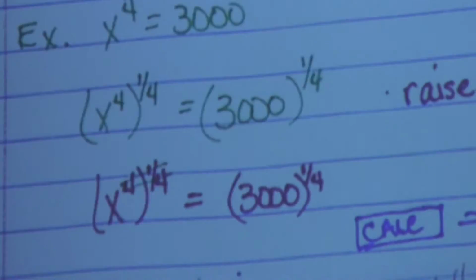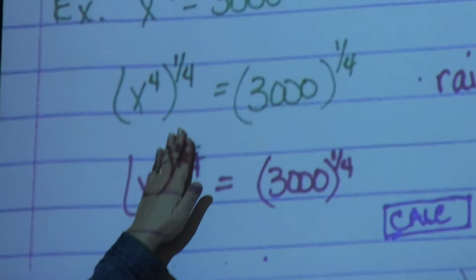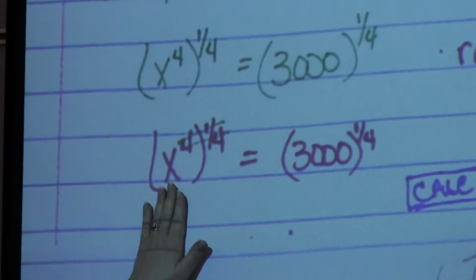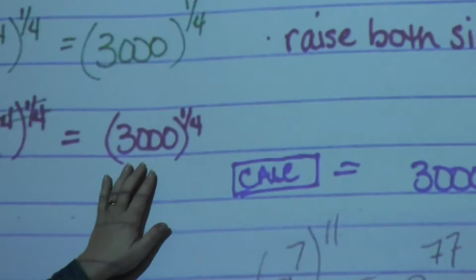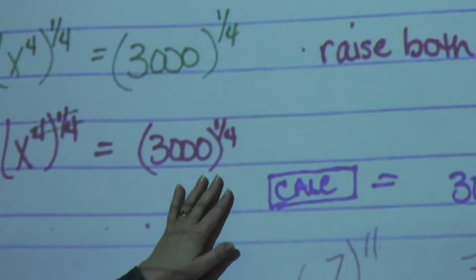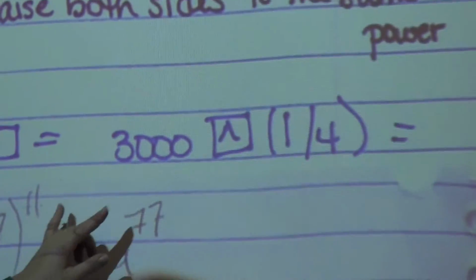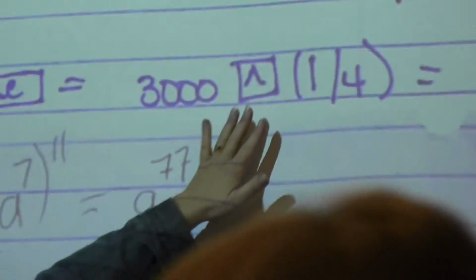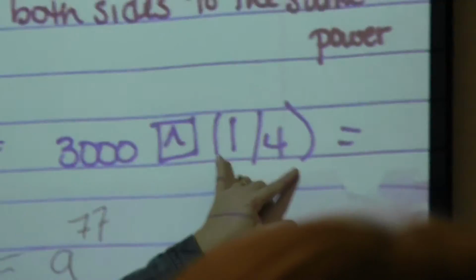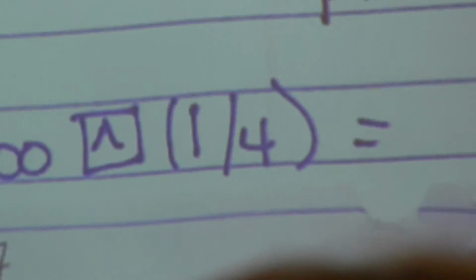So the 4 and the 1 over 4 would cancel each other out and just be to the first. So we just have x here. And then over here we'd have 3,000 to the 1/4. And we can just put that in our calculators. Just remember when you put in your calculator 3,000 and the caret, you have to have your parentheses.